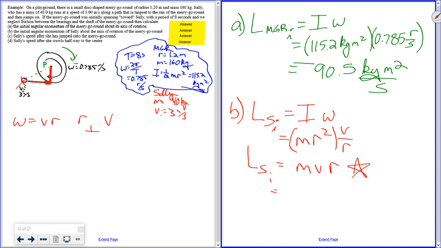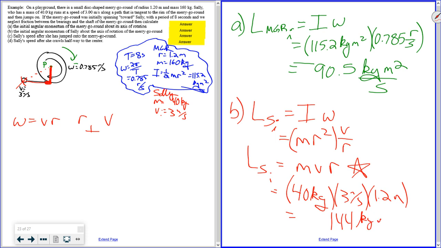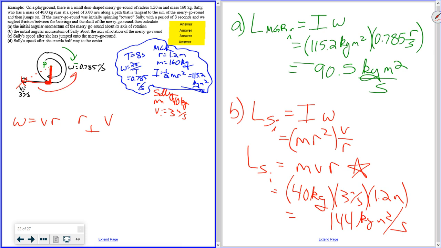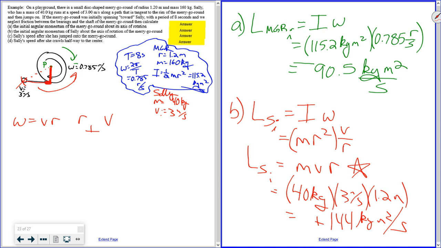Let's find her angular momentum. It is 40 kilograms of mass, isn't she 40 kilograms? Yep. Times her velocity, 3 meters a second, times the radius, the perpendicular distance away from the pivot point, which is 1.2 meters. Multiply this out and you get 144 kilogram meters squared per second, and this time positive, because she's contributing to motion counterclockwise. Okay, so that is parts A and B.